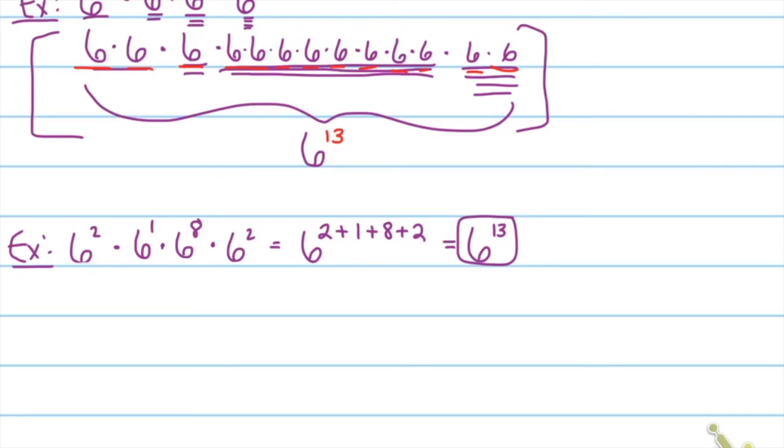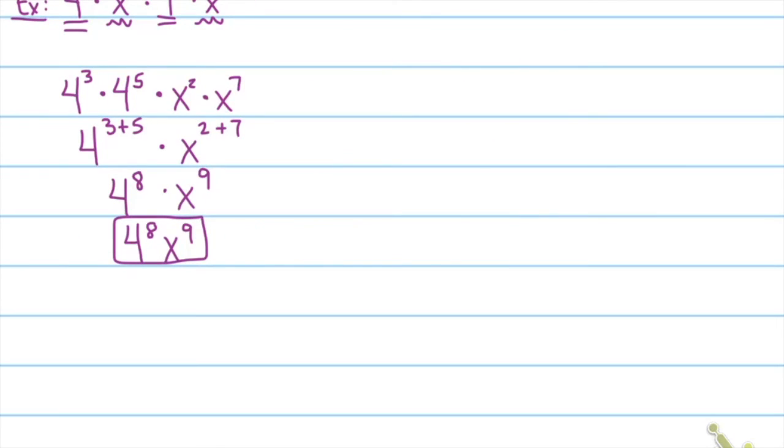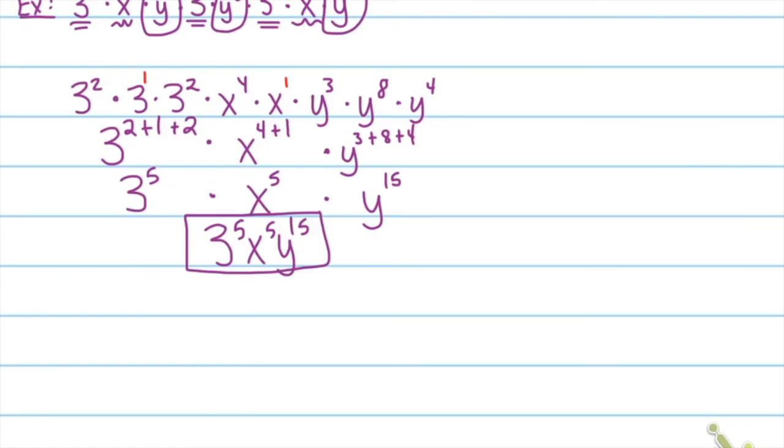Okay? You can only do this when you have, like in the last example we just did, like terms. You can only combine like terms. So only combine your 4's, in this case, and only combine your x's. You cannot combine unlike terms. You can't mix oil with water, so don't even try. Same thing here. I only combine my 3's together, only combine my x's, only combine my y's.